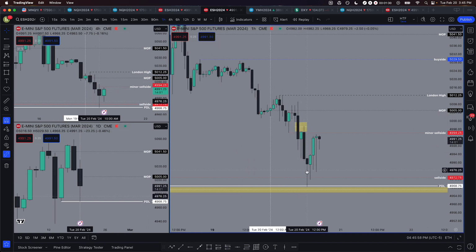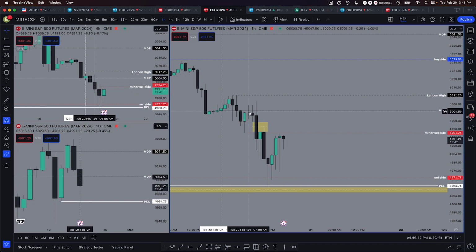But how could we have gotten into this move here? The AM, this is our midnight here. The AM session starts at 9, so this energetic move here. Well, already on the 1 hour, we can see that we had this inefficiency, this fair value gap here. Price, at 9 o'clock, came up, took these highs, broke down and displaced low, leaving this inefficiency, where we then created a fair value gap when price came back up and closed here.